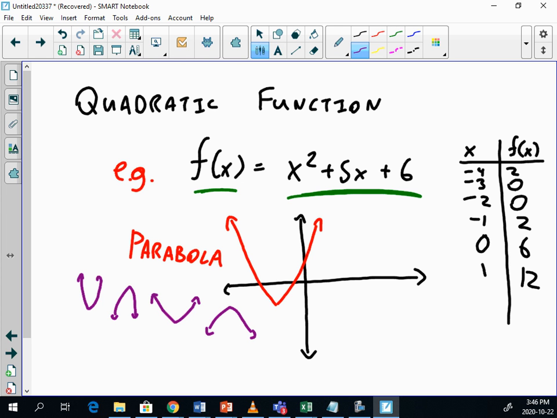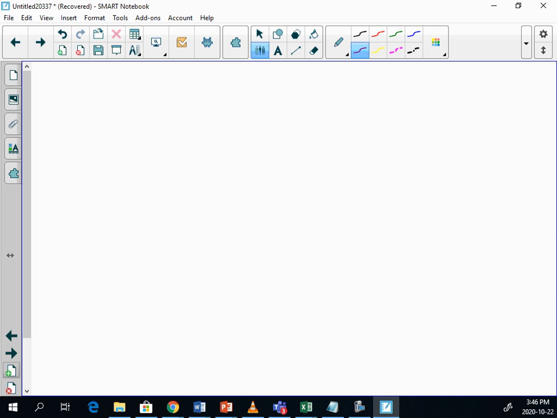Our goal in this unit is to be able to look at a quadratic function and, without worrying too much about something like a table of values, to be able to create the graph of that quadratic function. So how are we going to do that? Well, we're going to have a bunch of strategies, but the main one is this.